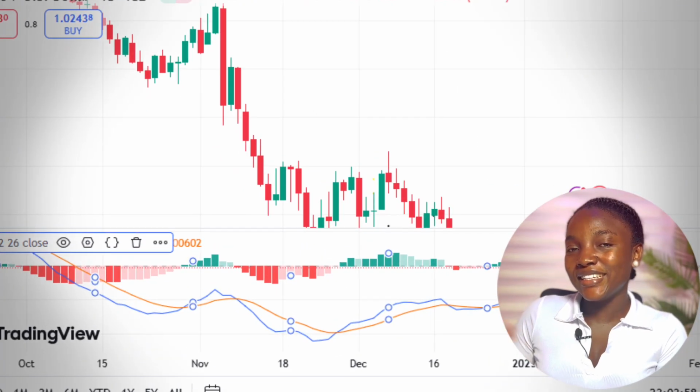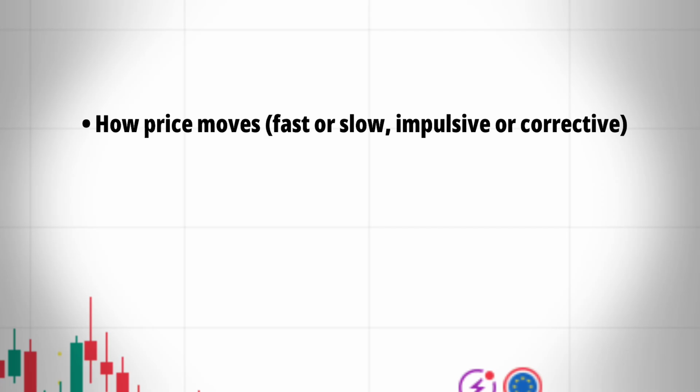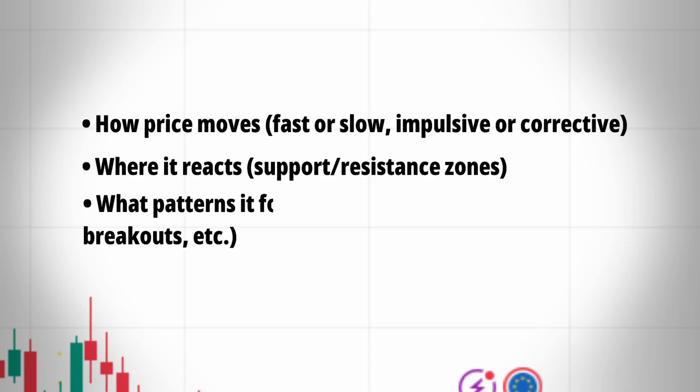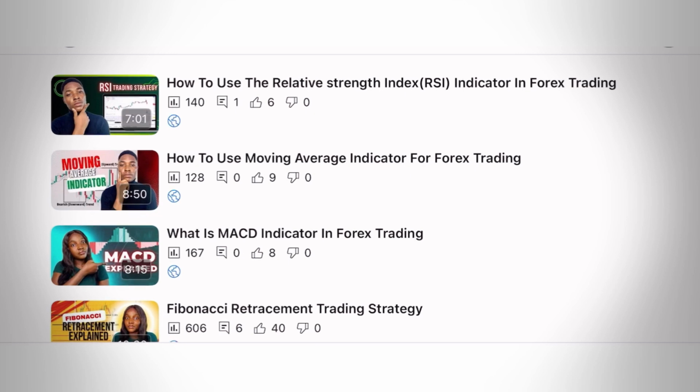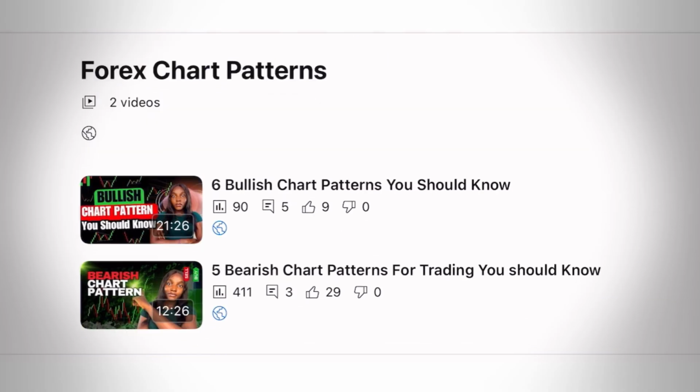So instead of relying on lagging indicators like moving averages or oscillators, you pay attention to how price moves, that's fast or slow, impulsive or corrective, where it reacts, so the support and resistance zones, and then what pattern it forms, that's candlestick signals, breakouts, etc. Just in case you do not know how to identify support and resistance, or how to read and understand candlestick patterns and Forex chart patterns, then you may want to see our technical analysis playlist because we've broken down support and resistance, different candlestick patterns and Forex chart patterns that may be helpful for you in practicing price action trading.